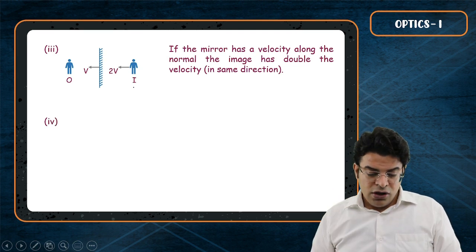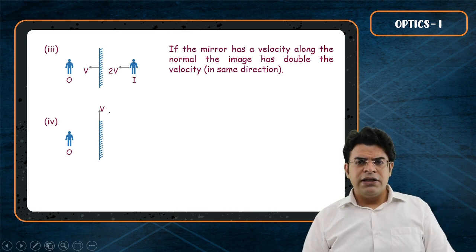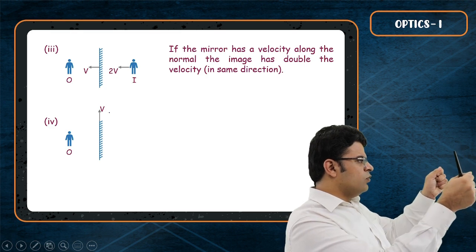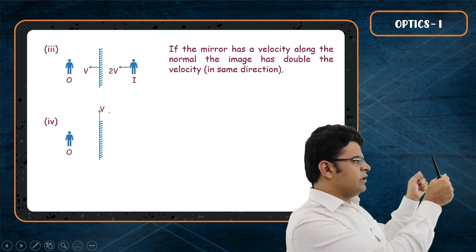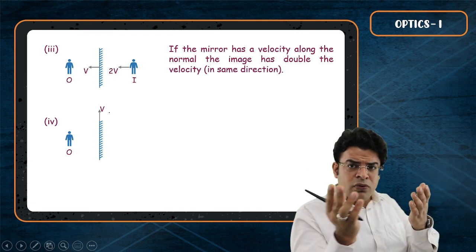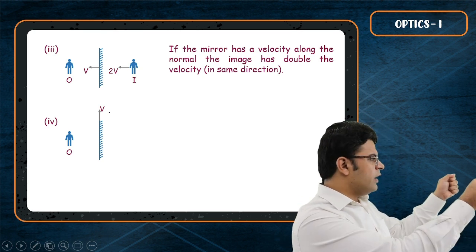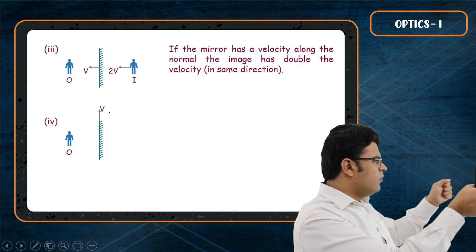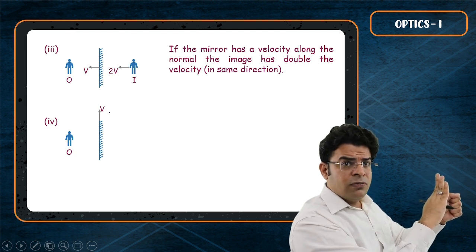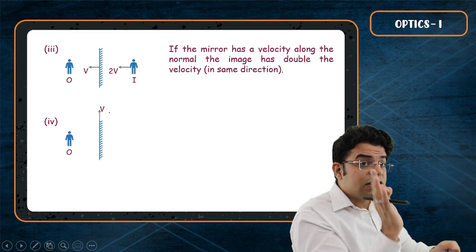The next case, what if the mirror has a velocity in its own plane? Think that you are holding a mirror in front of you and you move the mirror parallel to its own plane. What will happen to your image? Your image will move with the mirror or will your image not move? Try it out. Take a mirror in your hand or any steel plate for that matter. Move it in its own plane. When you move the mirror in its own plane, your image doesn't move at all.